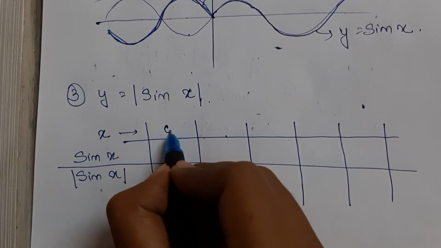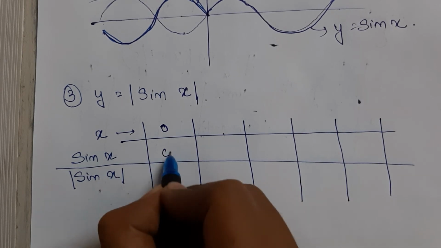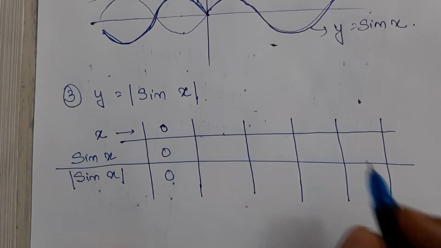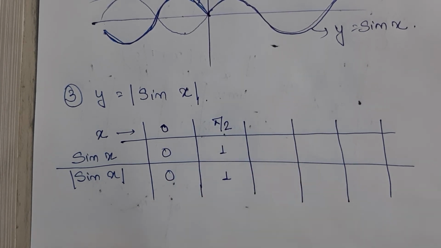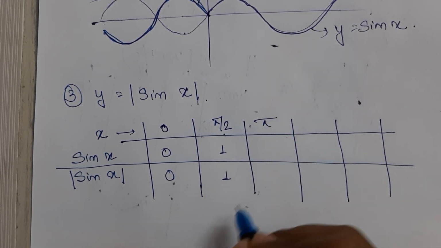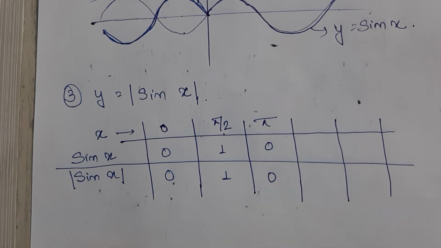Now see, when x is 0, sin x will be 0, and mod of sin x will be 0. There is no problem. When x is pi by 2, it is 1, here it is also 1, no problem. When x is pi, it will give 0, it will give 0, no problem.